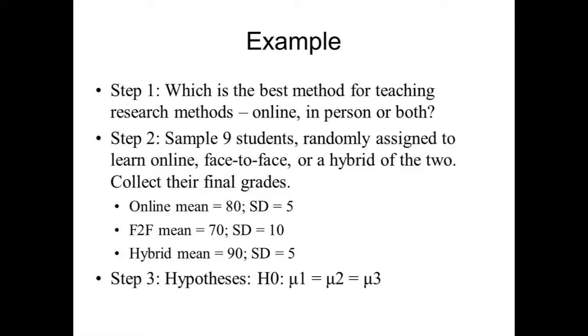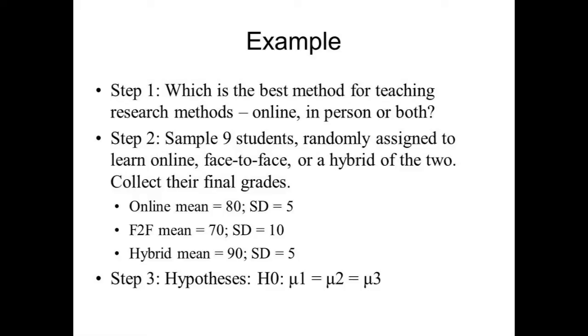So let's work through an example. Let's say that we want to compare whether taking a research methods course is better online or face-to-face, or a hybrid version where some stuff is online and some stuff is face-to-face. So our research question is, which version is better for learning? We sample 9 students and randomly assign them to learn either online, face-to-face, or hybrid, and then we compare their final scores. Our null hypothesis is that there's no difference between our means.